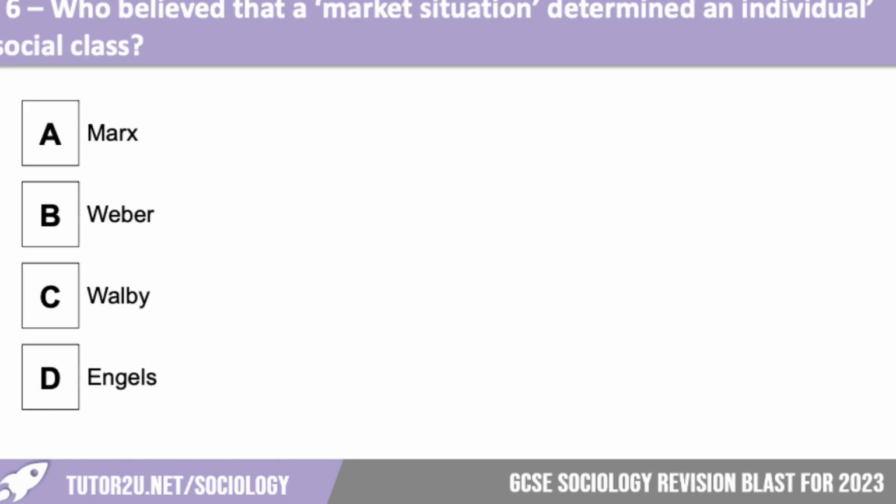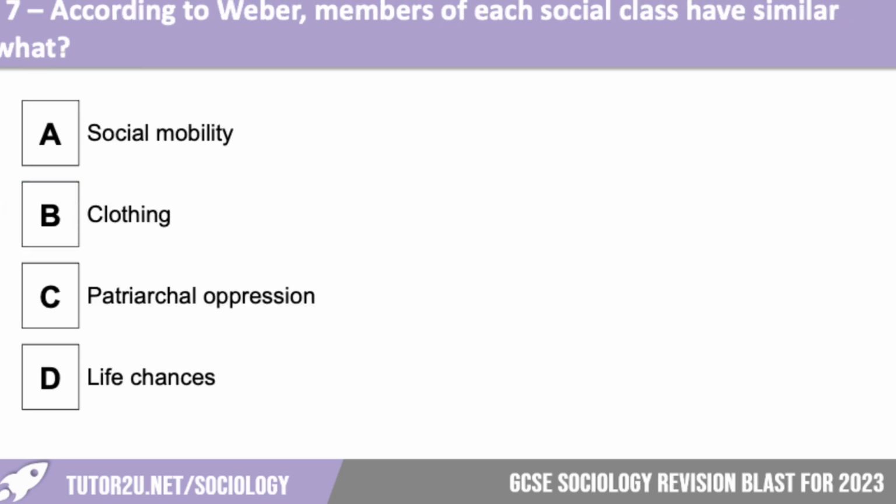Number 6. Who believed that a market situation determined an individual's social class? Was it A, Marx, B, Weber, C, Wolby, or D, Engels? Let's reveal the answer. It was Weber. 7. According to Weber, members of each social class have similar what? Is it A, social mobility, B, clothing, C, patriarchal oppression, or is it D, life chances? Let's reveal the answer. It is life chances.